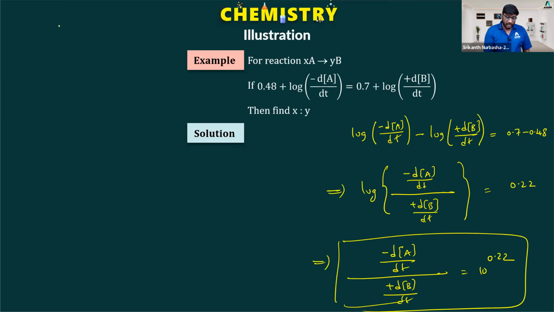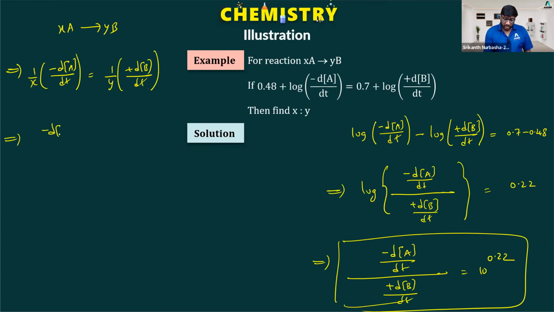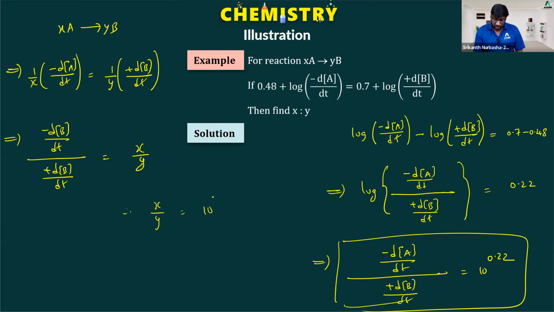For the equation xA gives rise to yB, I can write 1 by x times minus d concentration of A by dt equals 1 by y times plus d concentration of B by dt. So that means minus d concentration of A by dt whole divided by plus d concentration of B by dt equals x by y. Therefore x by y equals 10 power 0.22 divided by 1. So that was the ratio.